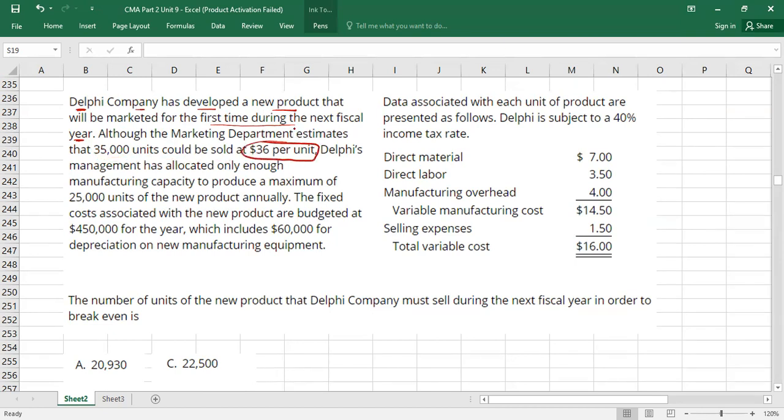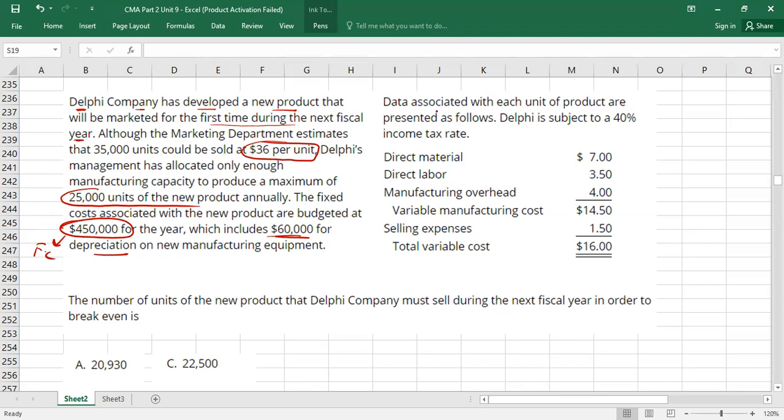This is the selling price. This we need actually in the break-even point. Delphi's management has allocated only enough manufacturing capacity to produce a maximum of 25,000 units of the new product. So the production capacity is given. The fixed cost associated with the new product are budgeted at 450,000. This is fixed cost, and we need fixed cost for the year, which includes 60,000 for depreciation. No problem, because fixed cost may include rent, insurance, depreciation, whatever operational fixed cost is there. Okay, then this is the relevant information.